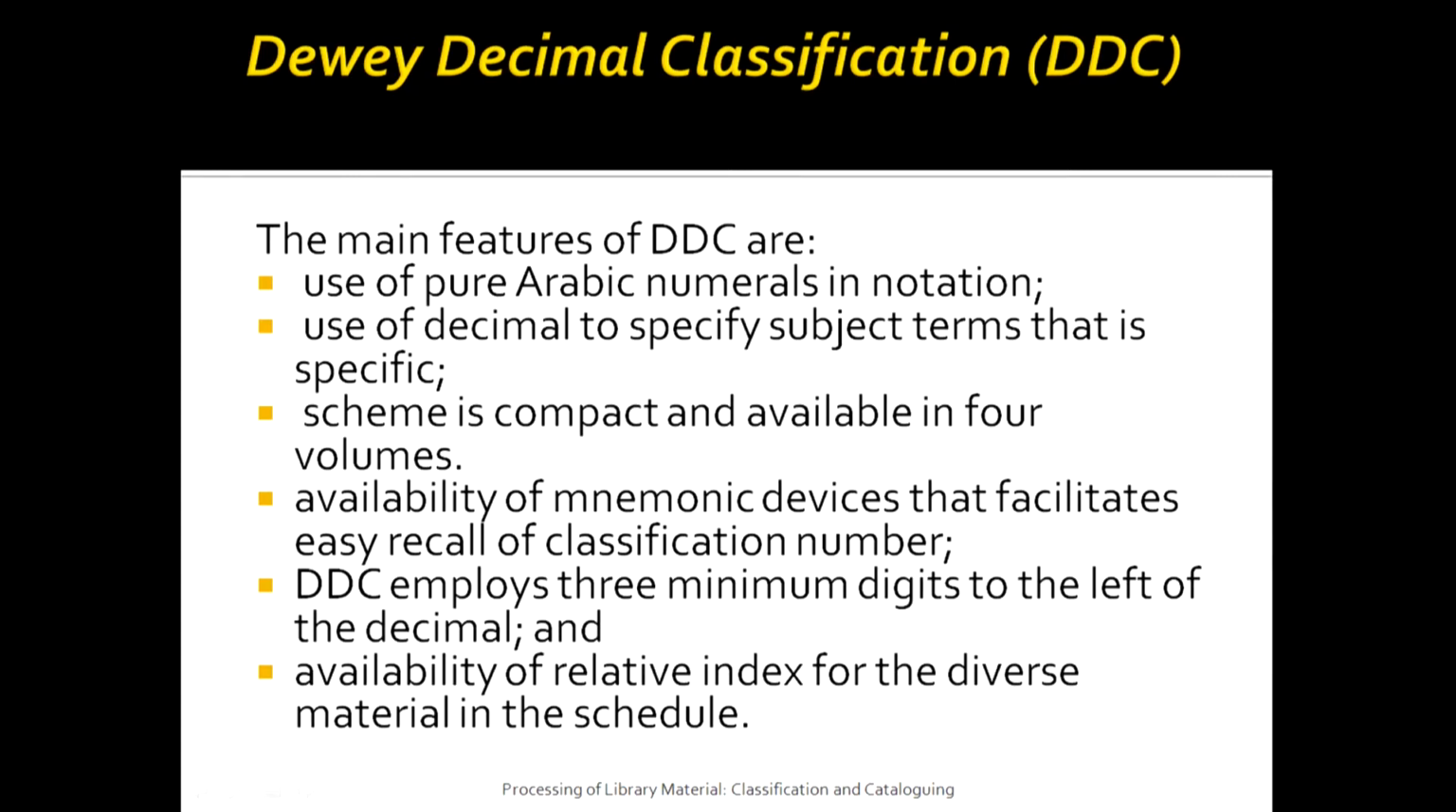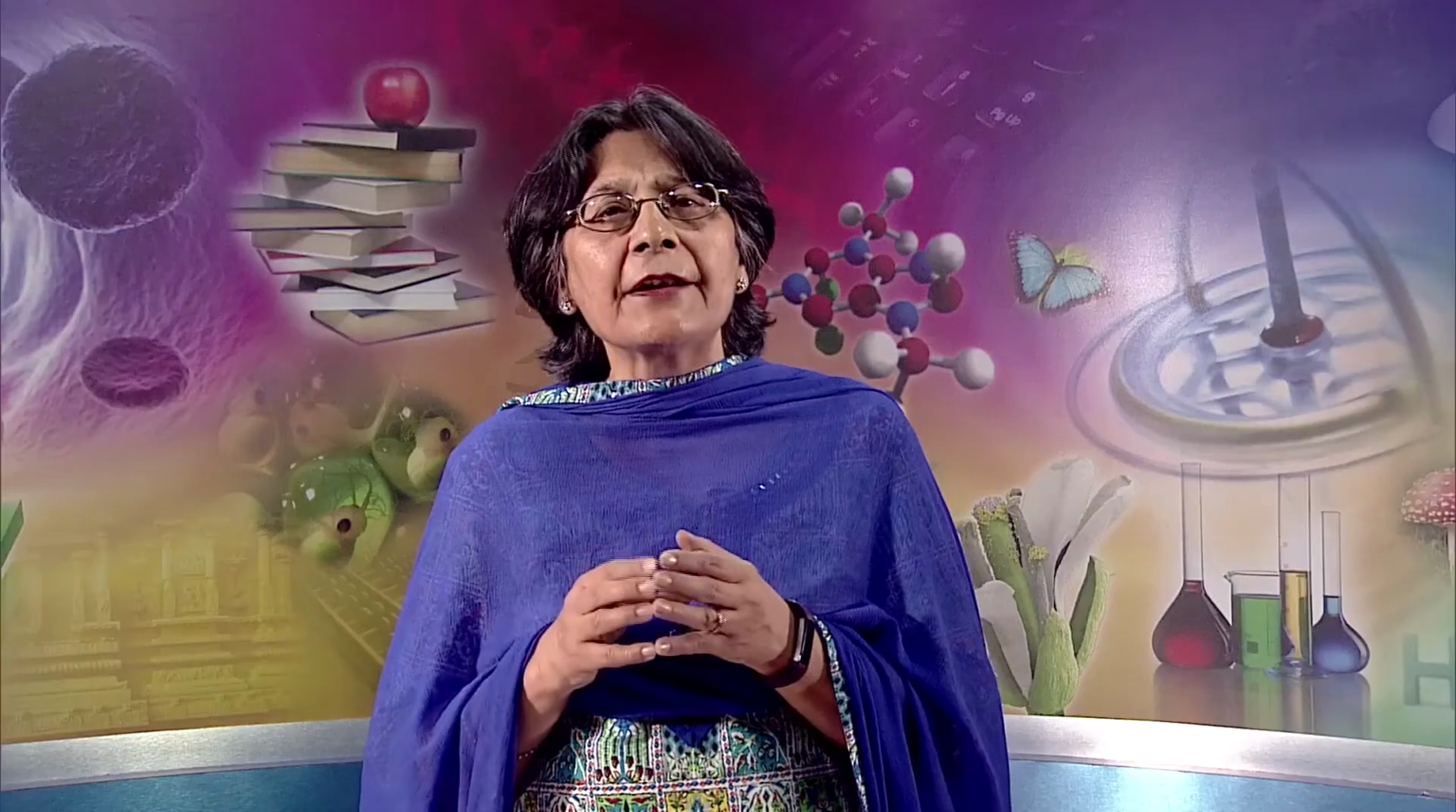There is use of pure Arabic numbers in notation. Then there is use of decimal to specify subject terms, that is specified and specific. Then the scheme is compact and available in 4 volumes. This I am referring to the latest edition of Dewey Decimal Classification. Earlier editions had even 1 volume or 2 volumes or 3 volumes. The latest one is having 4 volumes.